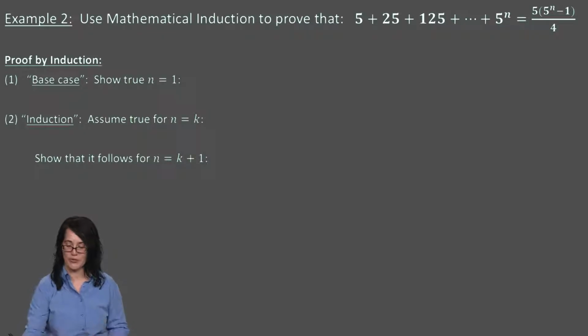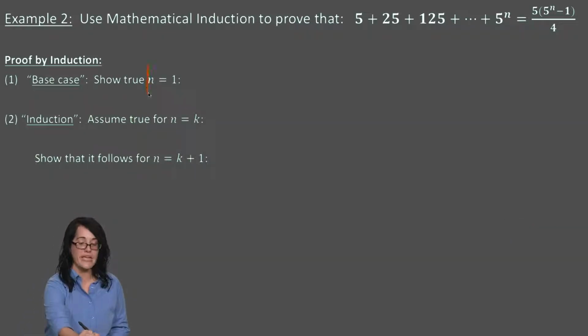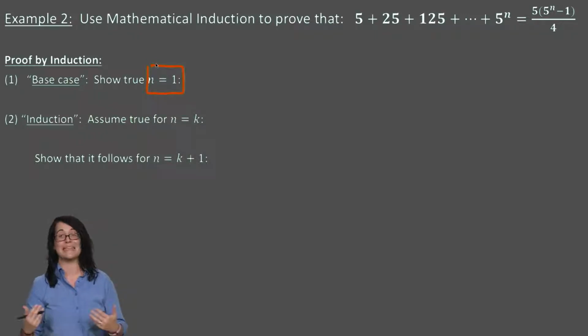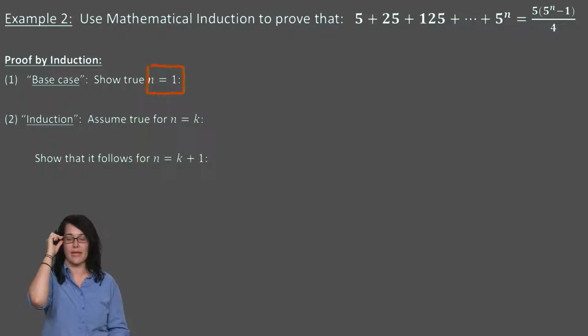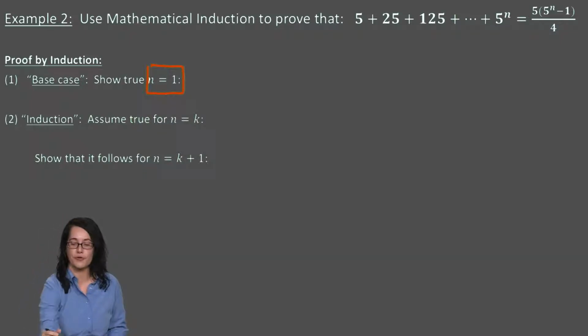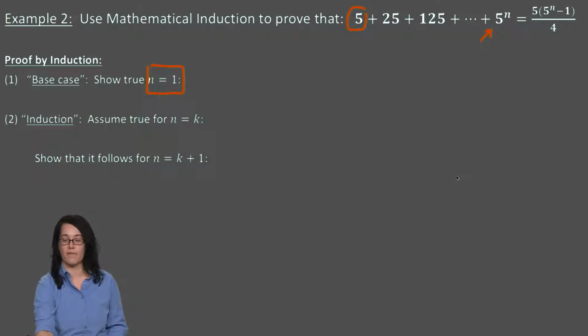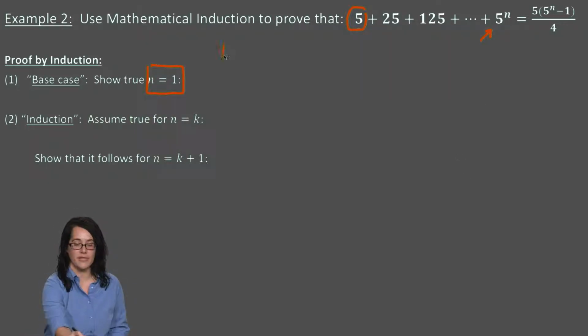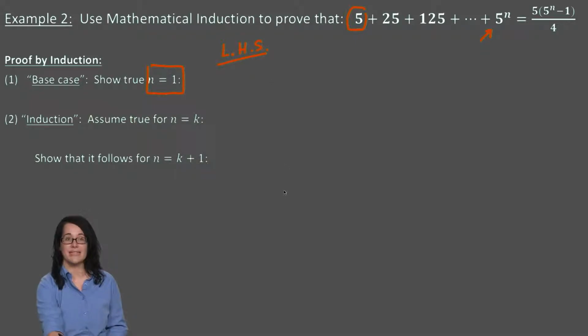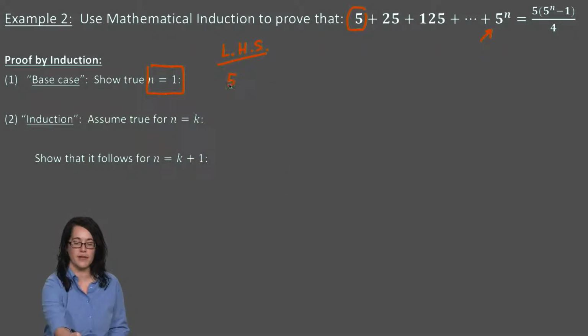So we're going to assume that we know the steps here, right? We know that the first thing we need to do is show that this statement holds for at least a base case, for at least n equals 1. So what would that look like? Well, that would be our first term. We know the first term is 5, but we could also see it using the general term 5 to the n, right? On the left-hand side, I'll use my abbreviation here, LHS. On the left-hand side, we would have 5 to the 1. The question is, does that equal the right-hand side?